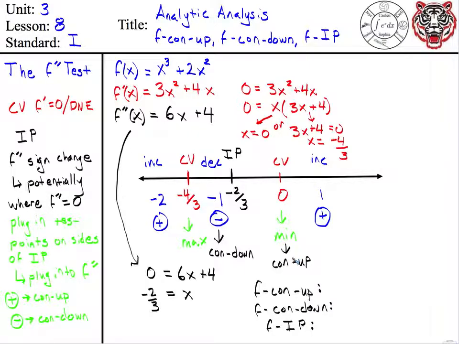So give me the interval where F is concave up. Concave up. Where does it start? Negative 2/3 to infinity. Negative 2/3 to infinity is correct.